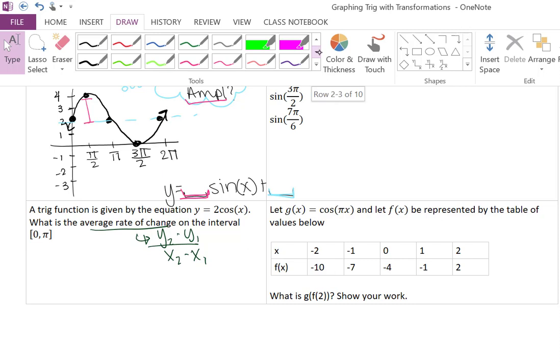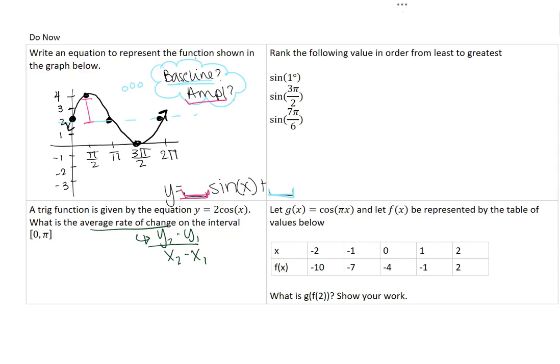I know that the baseline of this function is at +2, so that means we shifted up 2 units from 0. I also know that from 2 to 4 is 2, and also from 2 to 0 is 2. So my total distance I'm traveling is 4 units, but when we cut that in half, I know that my amplitude is going to be 2, since it takes 2 units from my baseline to the top and from my baseline to the bottom.